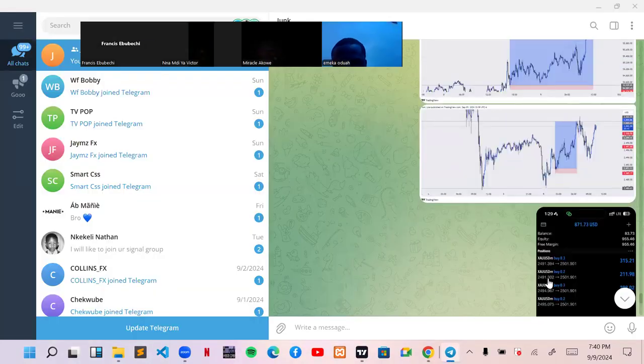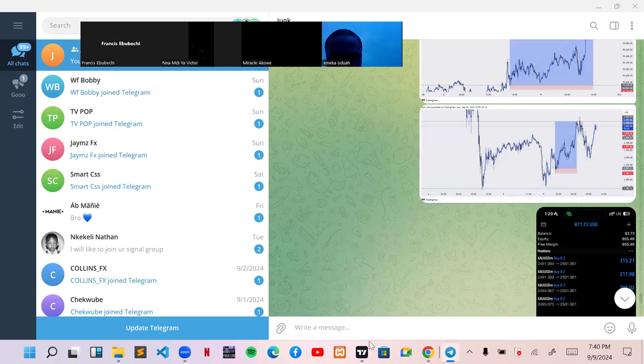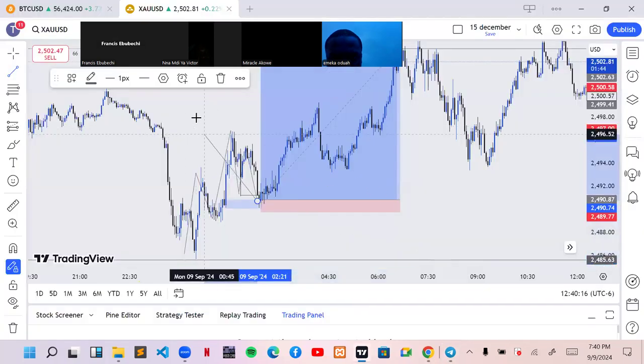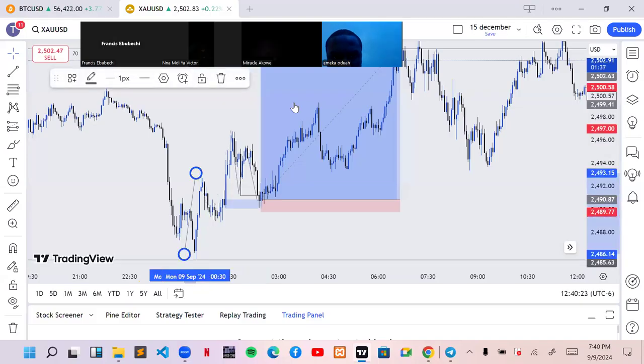So I just took a small trade. It was not really much. I wasn't even planning on taking the trade, but I just saw it and I just had to take a big trade. So like I said, the inducement is a trap. It's the first pullback that market makes after a break of structure or after a market structure shift.